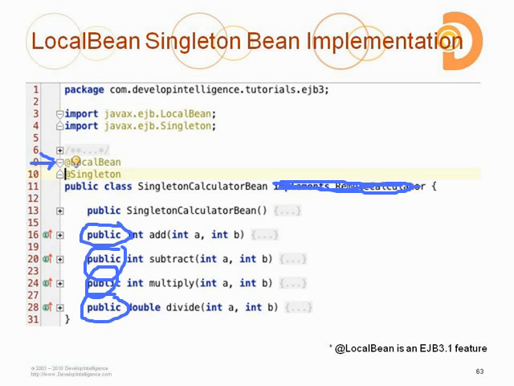Okay. In this case, you'll see this example using both of the new features in EJB 3.1, LocalBean and Singleton.